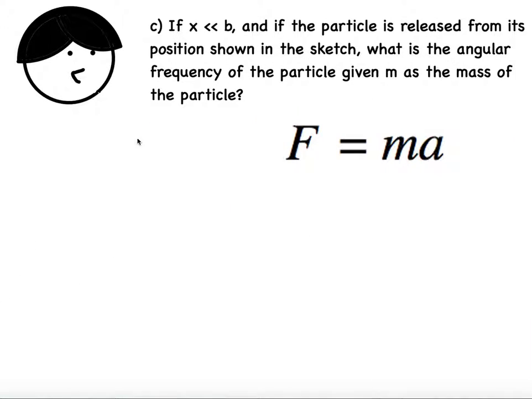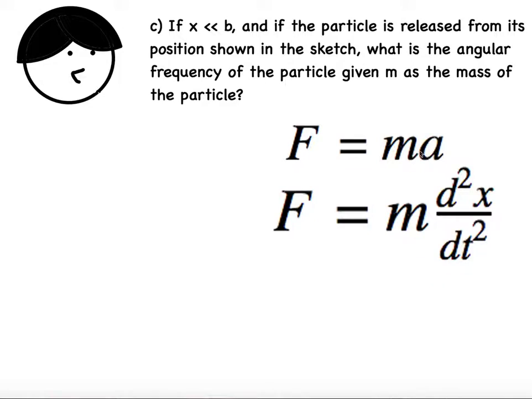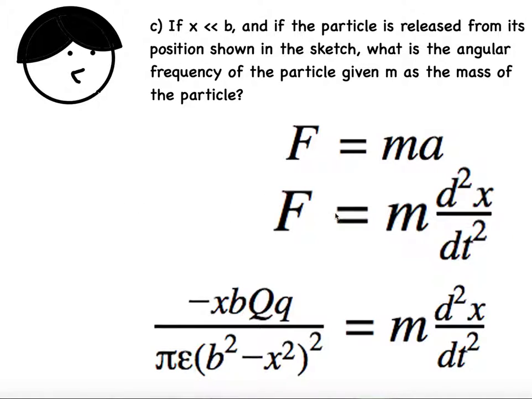And now C, we want to find, if x is a lot smaller than b, and if the particle is released from its position shown in the sketch, what is the angular frequency of the particle, given m as the mass of the particle? So here, force equals ma, m being the mass of the particle. Now let's solve this. Acceleration is also the second derivative of position, and we already solved for force beforehand, so I'm just plugging that in.